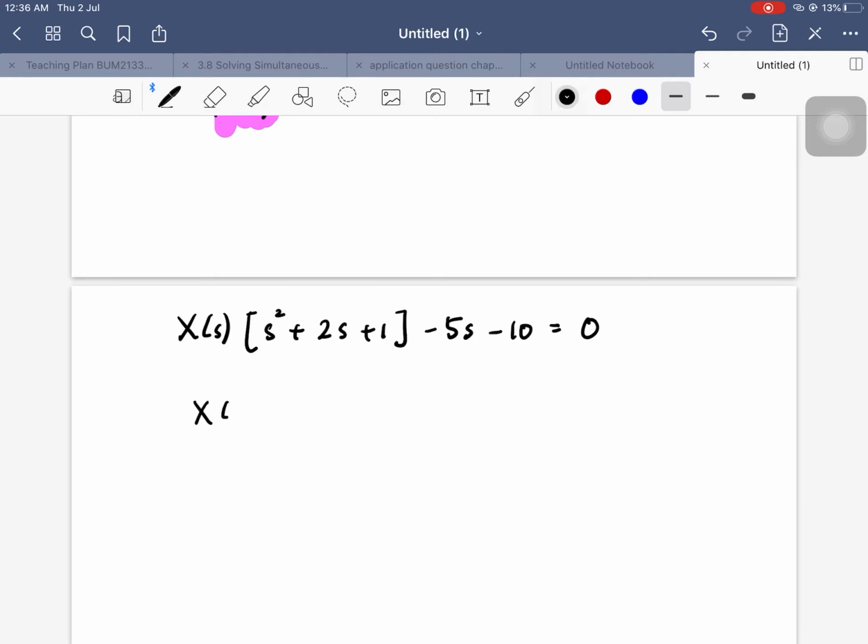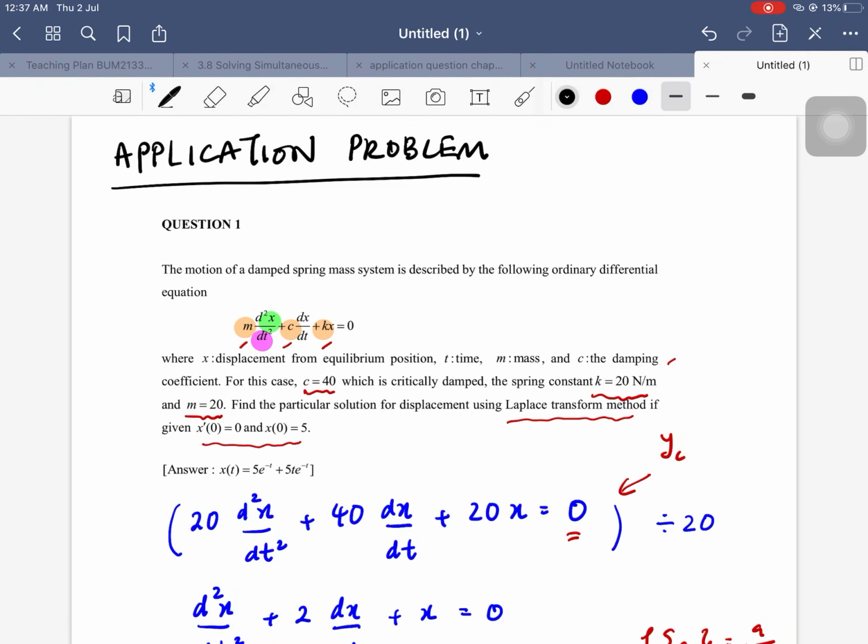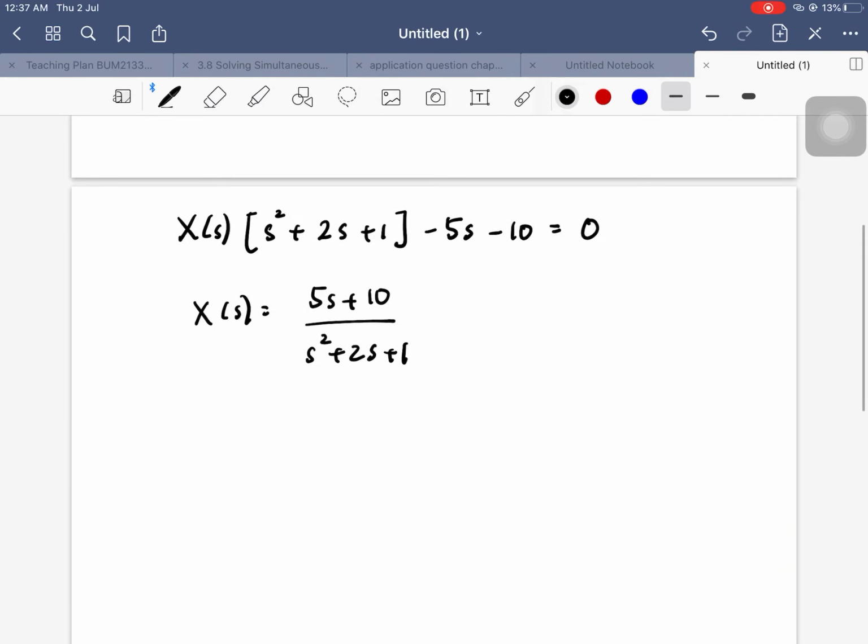And from here I can rearrange and write that x of s is going to equal 5s plus 10 over s squared plus 2s plus 1. And we're not done yet, remember. The question asks us to find the particular solution for the displacement. Remember, when we solve a differential equation, we always look for the dependent variable. In this case, we're looking for the function x of t. So now all we have to do is Laplace inverse this in order to get x of t.